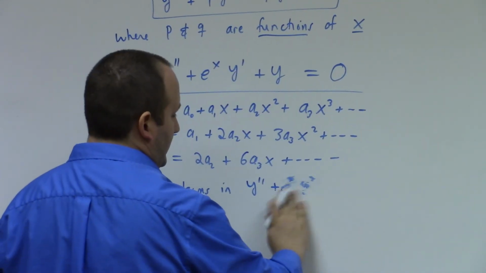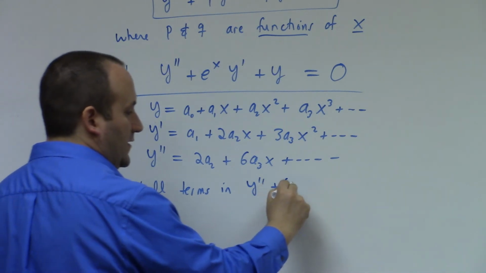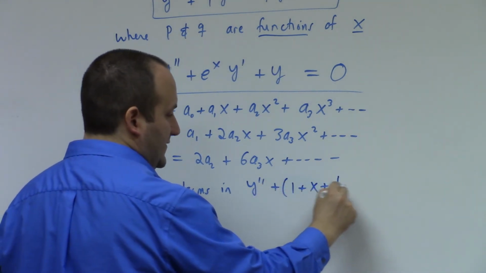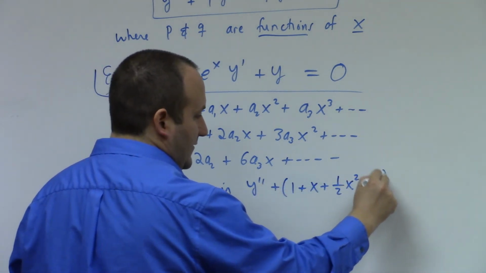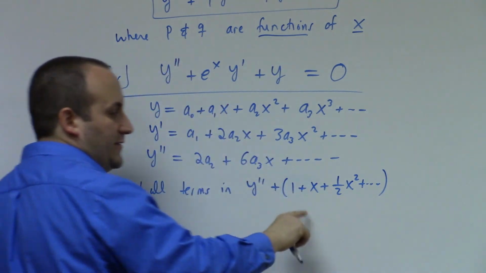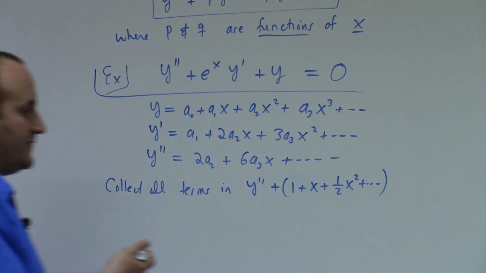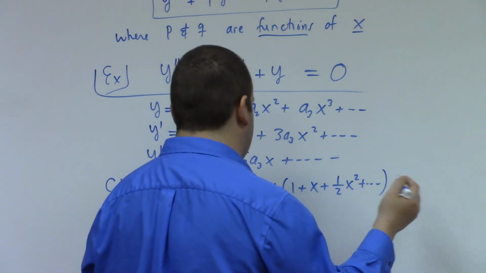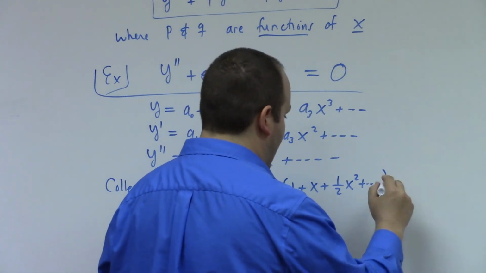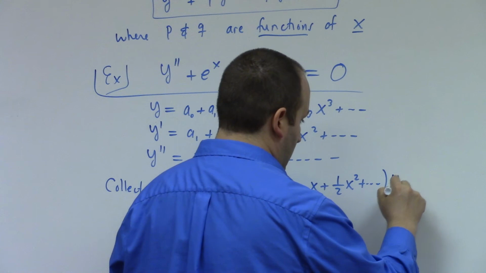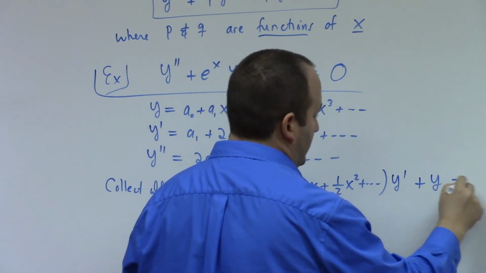And let me rewrite that a little bit. What is e to the x? e to the x is 1 plus x plus 1/2 x squared plus dot dot dot, right? I have to replace e to the x with its power series expansion. By the way, I am looking for the first few terms in the power series solution centered at 0. That should be emphasized. You could look for solutions centered somewhere else. Then you'd have to look at powers of x minus a, or x minus x naught. Let's not do that. Plus y equals 0, right?